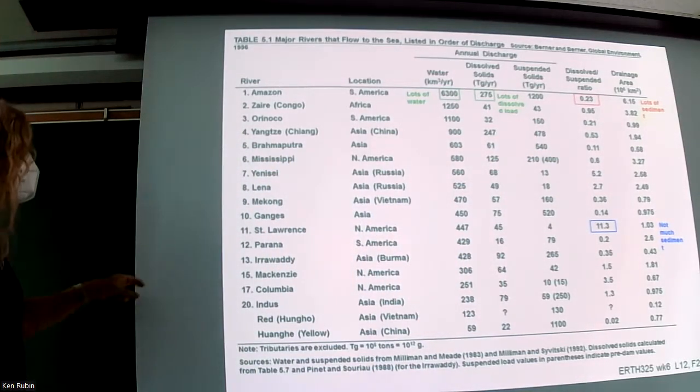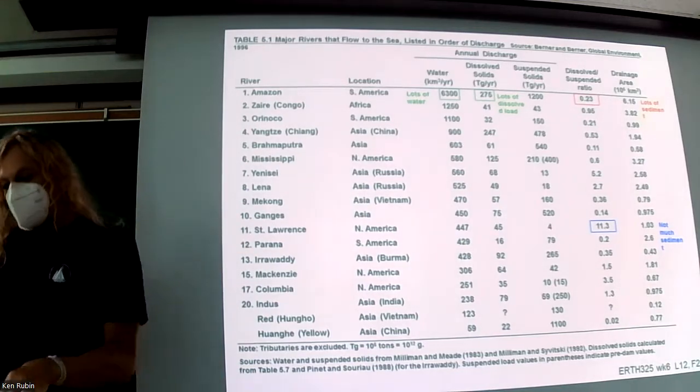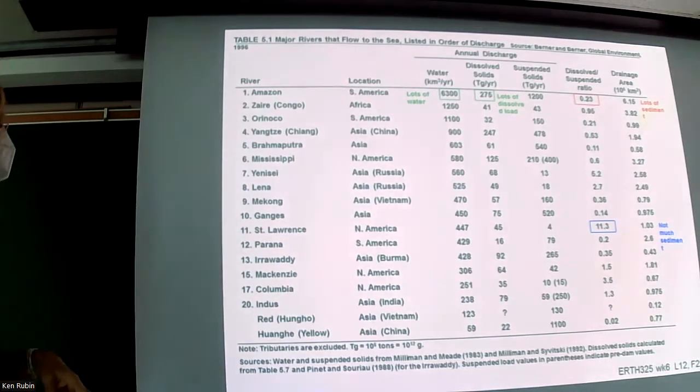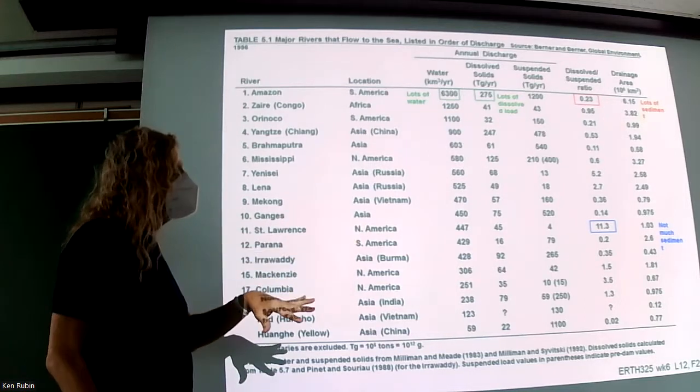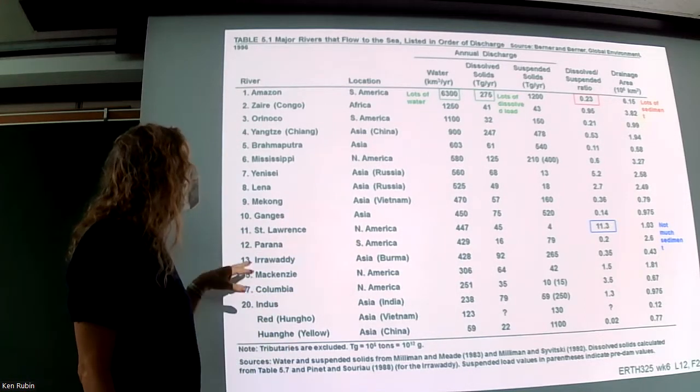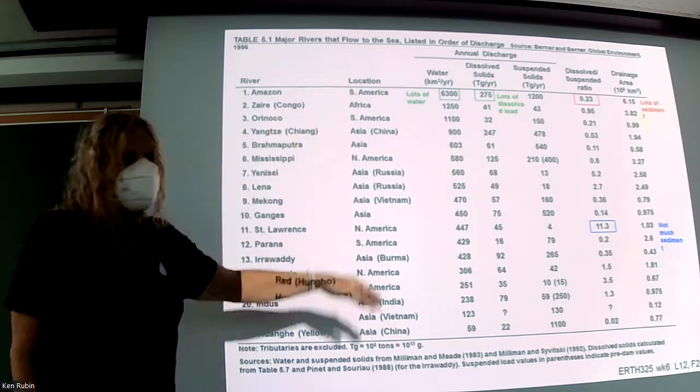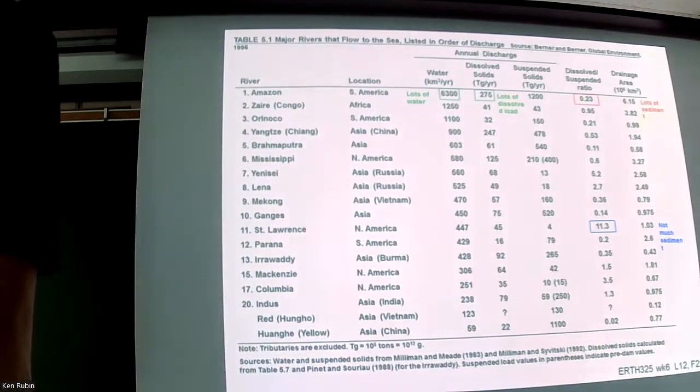The St. Lawrence River, which flows in northeastern North America in a very old terrain, low relief in general, tends to have a different kind of compositional profile from the perspective of what's dissolved and what's transported in solids relative to what we find in the Amazon.